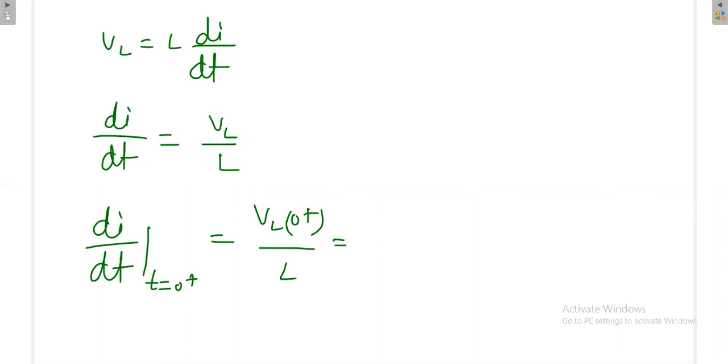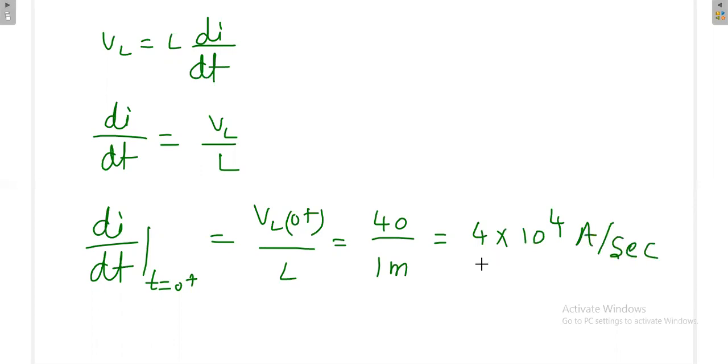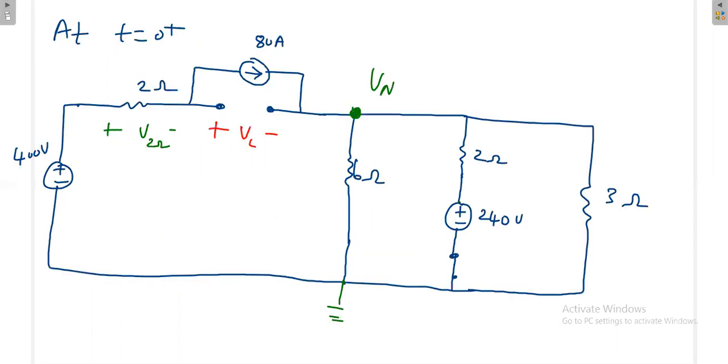VL 0 plus is simply 40. What is the value of the inductor? That is 1 M. Then you'll get 4 into 10 power 4 ampere per second. Is it positive or negative? Positive. Okay, we'll verify this.